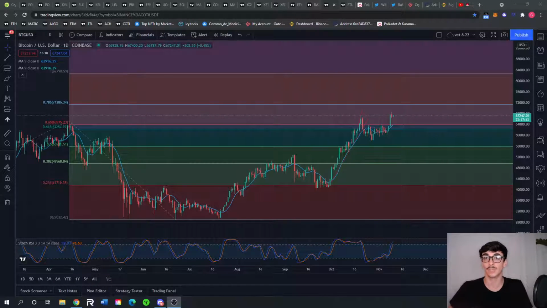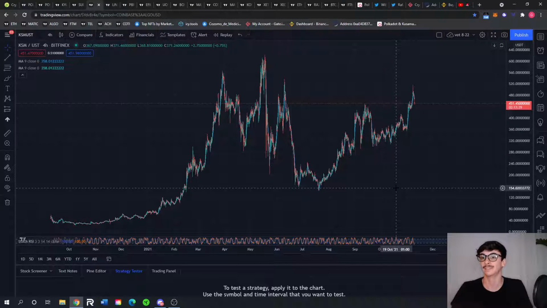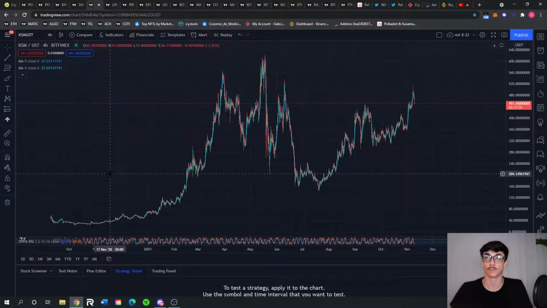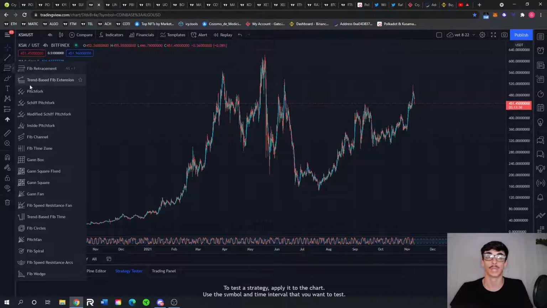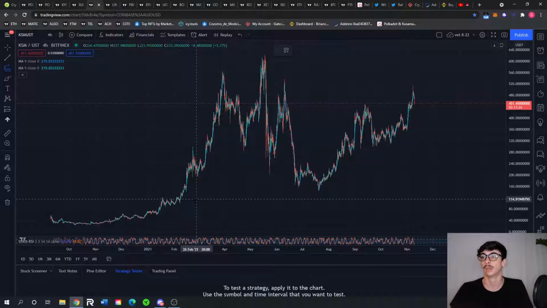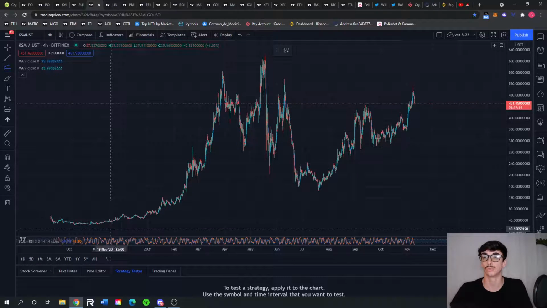So when I start with a new chart, let me pull up a new chart. I have Kusama, KSM. I zoomed out a little bit to get the whole scale. I'm on the 4 hour chart here. And I always like to use, like I always talk about, the trend-based fib extension right here. You're basically going to read price action based on the trends.